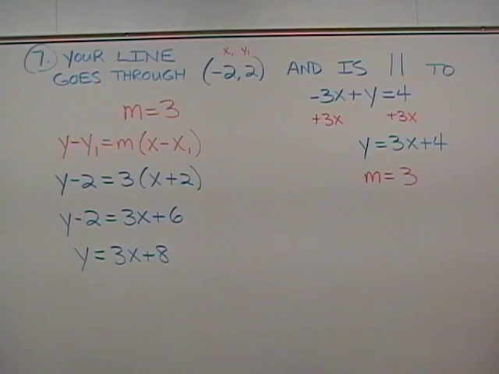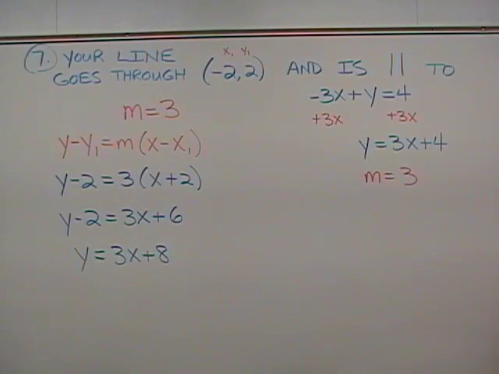Well, I substituted 2 in place of the y1, I substituted our slope 3 in place of the m, and I substituted negative 2 in place of our x1 in order to start the equation of our line, and now we have our equation in point-slope form, which is y minus 2 equals 3 parentheses x plus 2.